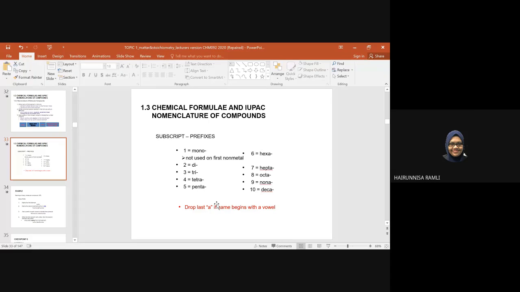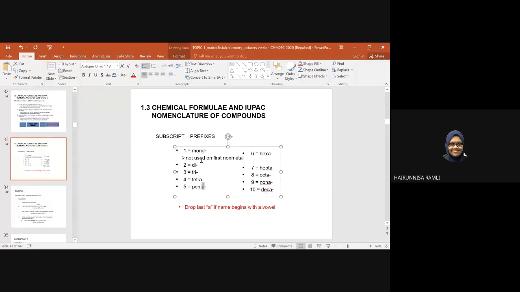Ni maksud dia contoh, you ada satu oksigen. So kalau satu kita kata mono kan, kita tak kata dia monoxide. Kita akan drop vowel tu, kita akan cakap dia monoxide. Okay, mungkin sebab dia duduk oksigen, so susah nak nampak kan. Kalau contoh, for example, penta. Okay, we will not spell as pentaoxide. Instead, kita akan guna pentoxide. We drop the A.